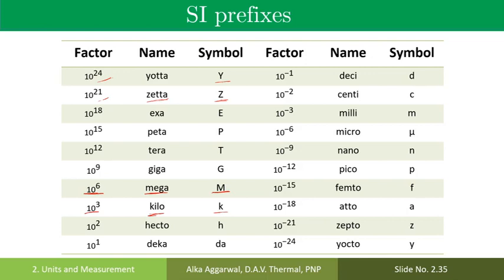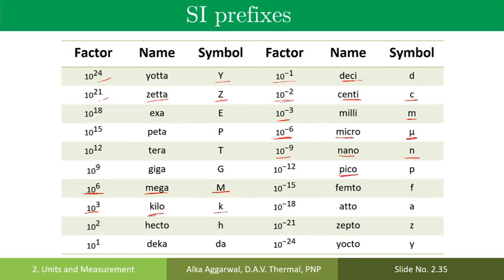Hecto, deca, then the deci. It represents 10 to the power minus 1. Centi. This prefix represents 10 to the power minus 2 and the symbol used is c. Milli, 10 to the power minus 3, and the symbol used for it is small m. Micro, 10 to the power minus 6, and mu is the symbol. Nano, 10 to the power minus 9, and the symbol is small n.